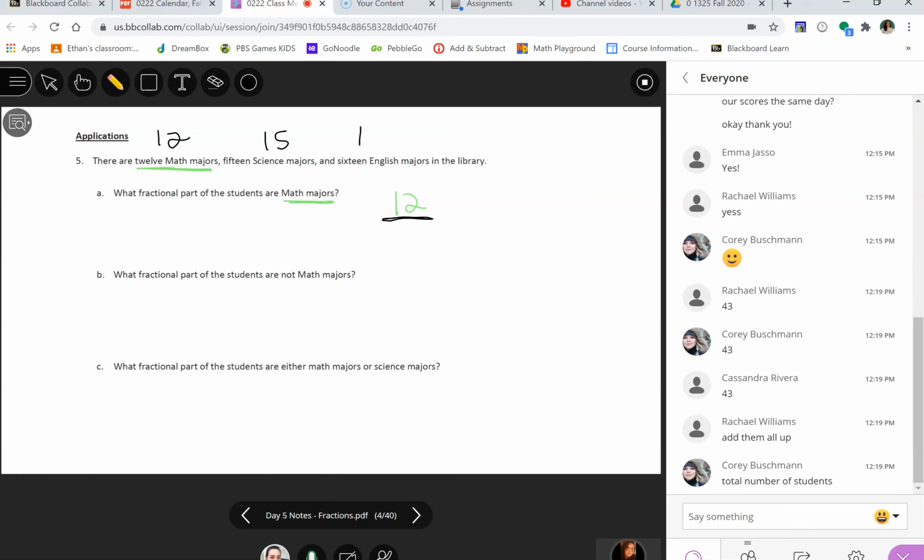Just a heads up: if you have a scientific calculator, go get it because you're going to use it a lot today. A lot of the things you do with fractions, I'm not going to expect you to do by hand. I'm going to let you do it on a calculator because that's the reality of our situation, okay? Now, what about the next question that asks, what fractional part of the students are not math majors? They're not math majors.